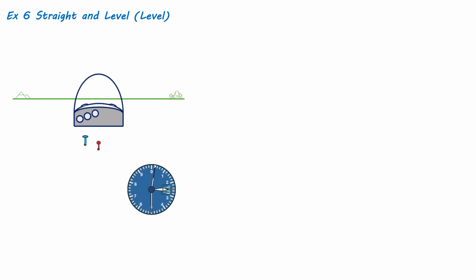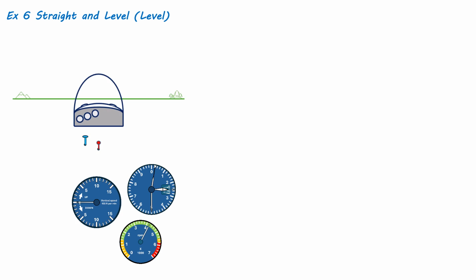This briefing covers how to maintain level flight in exercise 6. Maintaining level means maintaining a constant altitude, height or flight level. We use the horizon as a visual reference, along with the following instruments: the altimeter, the vertical speed indicator, or VSI for short, and the engine RPM gauge. We'll also add the airspeed indicator, or ASI for short, just for good measure.